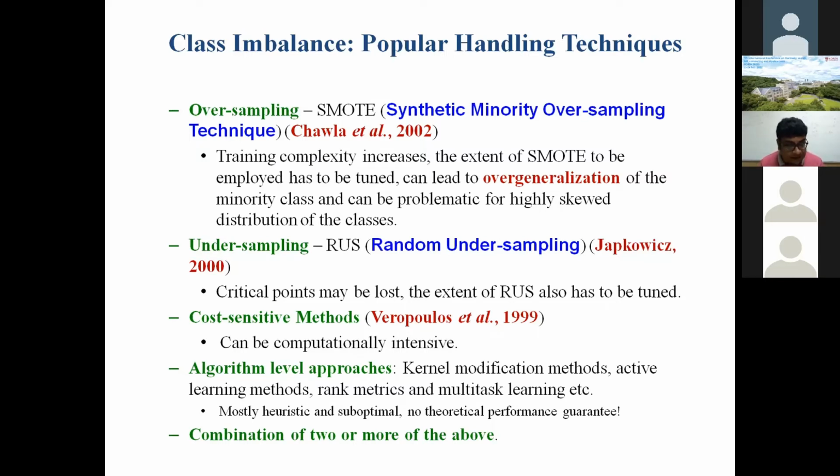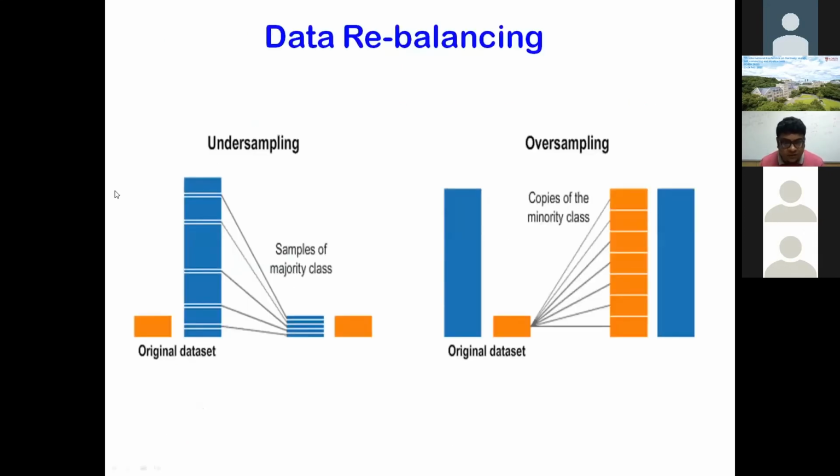of the minority class. Then there are cost-sensitive methods which try to modulate the cost function of the classifier so that misclassifying a point from the minority class may be very heavily penalized compared to misclassification of a point from the majority class. Then there are algorithm level approaches like kernel modification methods, active learning, and so on, or a combination of these two. So this is the idea of undersampling and oversampling. In undersampling, you are deleting points from the majority class. In oversampling, you are creating artificial points in the minority class.